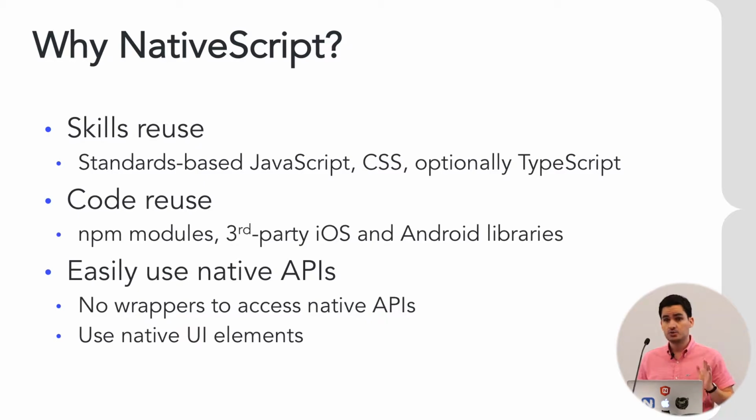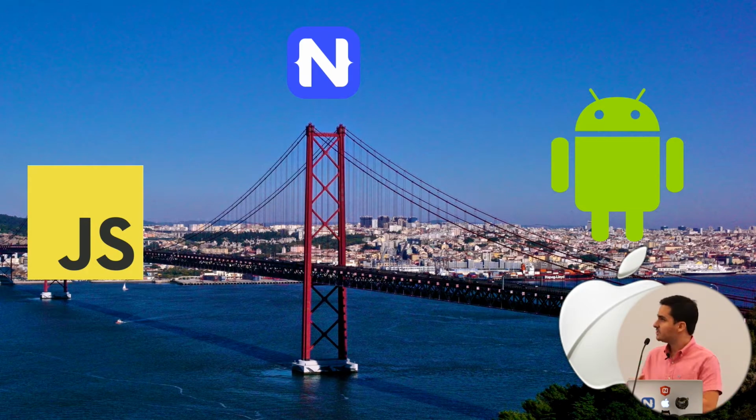At the end of the day, you get to easily use native APIs. That means that there's not going to be a wrapper. Any class, any method, any property, anything in the namespace that exists in the iOS SDKs or in the Android SDKs, you have access to all of that without ever having to write Swift or Java or Objective-C or anything like that. With JavaScript, any new crazy method that Apple thought about, you have access to it. So you can think about NativeScript as the bridge between the JavaScript world and Android and iOS.